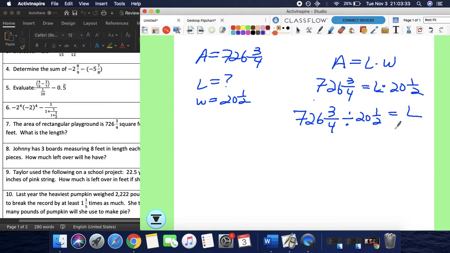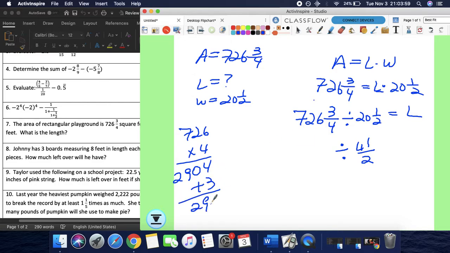Correct? So that's just a matter of, if I were you, I would change this to a mixed improper fraction. 2 times 20 is 40, so that would be 41 over 2. This one is 726 times 4, which is 2,904, plus 3, 2,907. So we get 2,907 over 4. Okay, so now it's just a matter of multiplying 2,907 over 4 times 2 over 41.